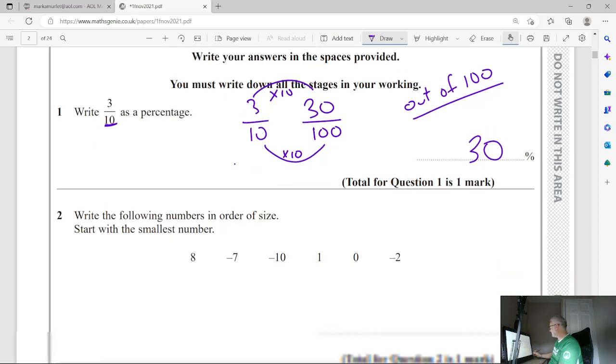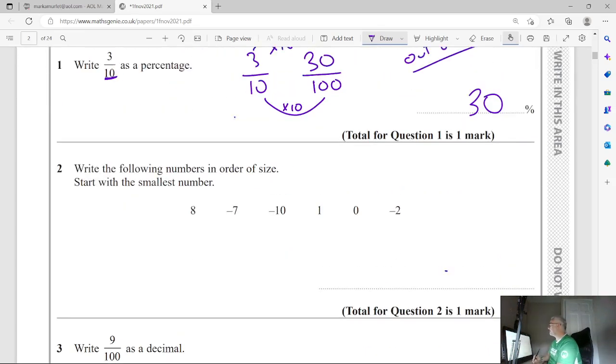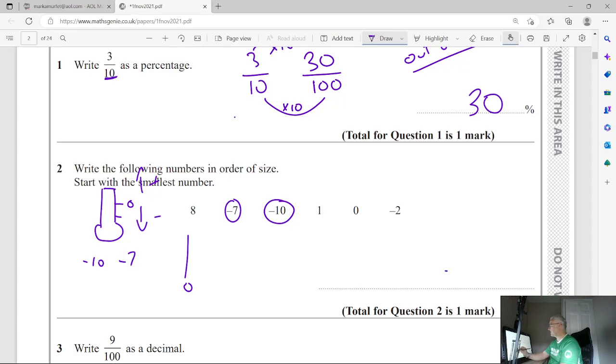Okay, so question 2. Write the following numbers in order of size, start with the smallest number. So if you can think of this one like a temperature probe. We've got 0 there, negative numbers down there, positive numbers up there. So we're looking at which is the smallest negative number. So again, if you think 0, the biggest number away from, so we've got -10 down here. I've got -7 next. I've got -2. I then hit my 0. I then hit 1, and then I've got my last number being 8.